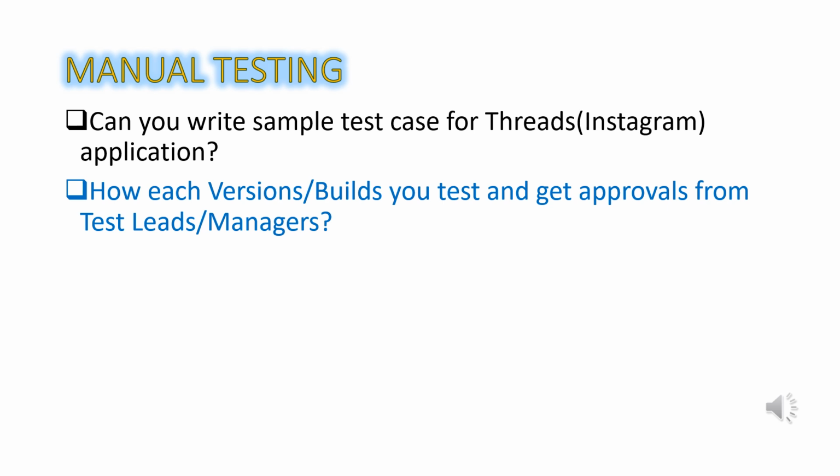And the second one is, how do you test each version build and get approvals from your test leads or managers? So for each version, each build, we will write our own test cases. We can prepare multiple documents for each case, or in the same document, we can put different version numbers, build numbers, and we can pass our test cases over there. So those things we need to explain in detail here.